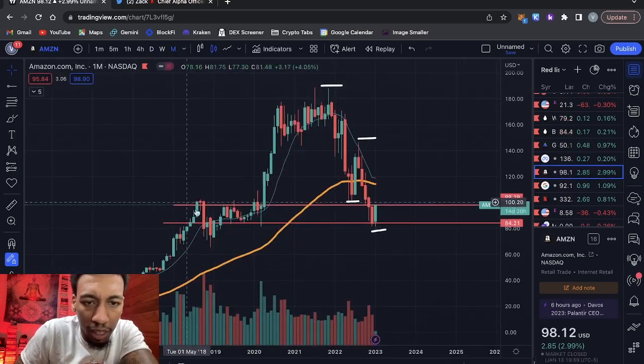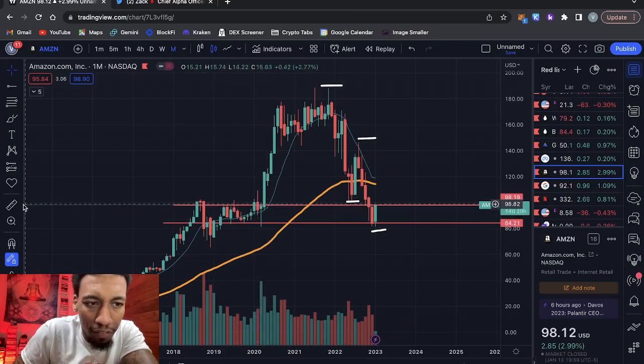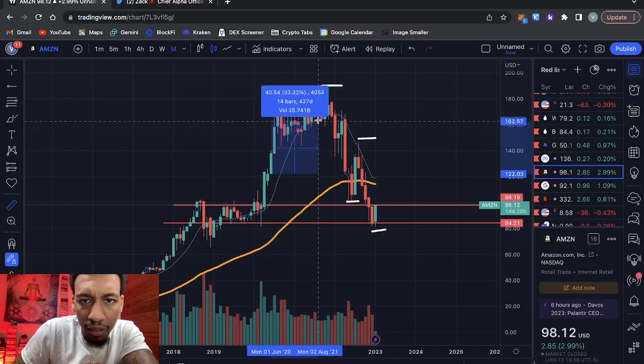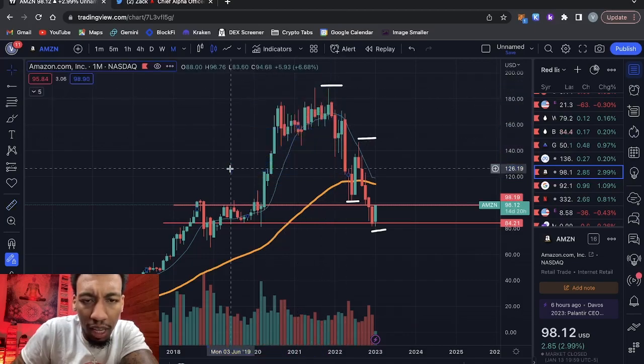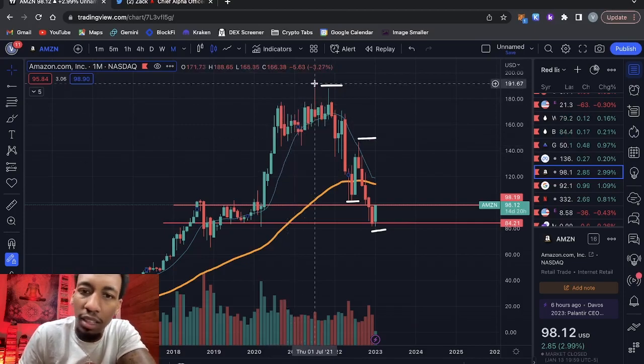So look at Amazon. Same thing here. We see price consolidating within the zone. Gave us that nice fat green candle. Could have got in, rode it up for over a 50% gain. Not bad. I know it's not 400% gains like we're used to in crypto, but hey, it's still good.